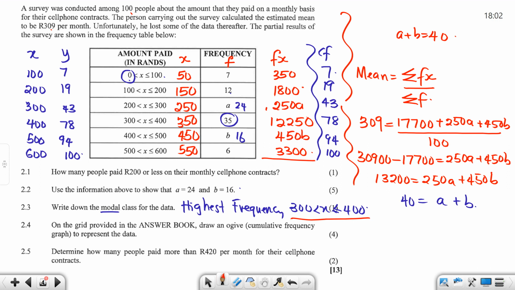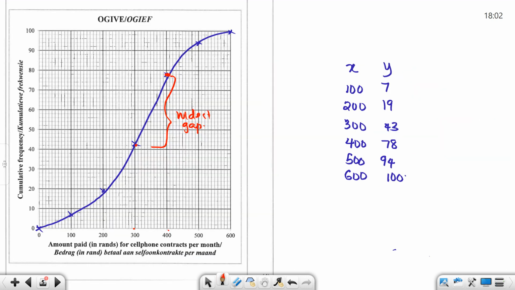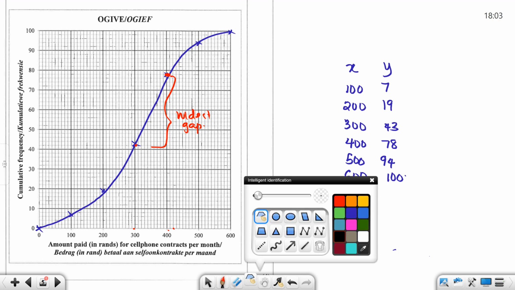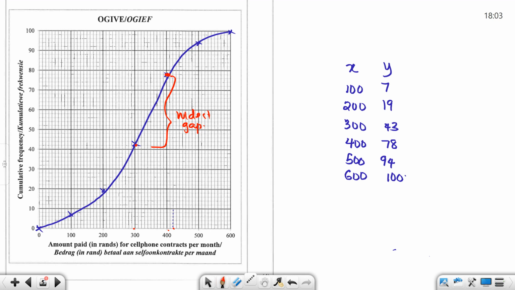How many people paid more than 420? Please, let's read carefully. More than 420. We go to the graph, right? Rand. 420. Our rand is on the X. Is that okay? So we look for 420. 410, 420 is right here. Please, always use a ruler. Show the dotted lines. Please. 420.